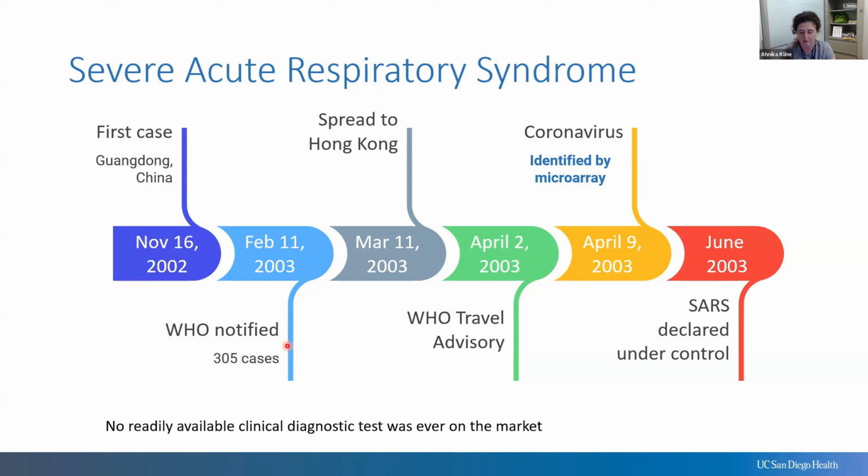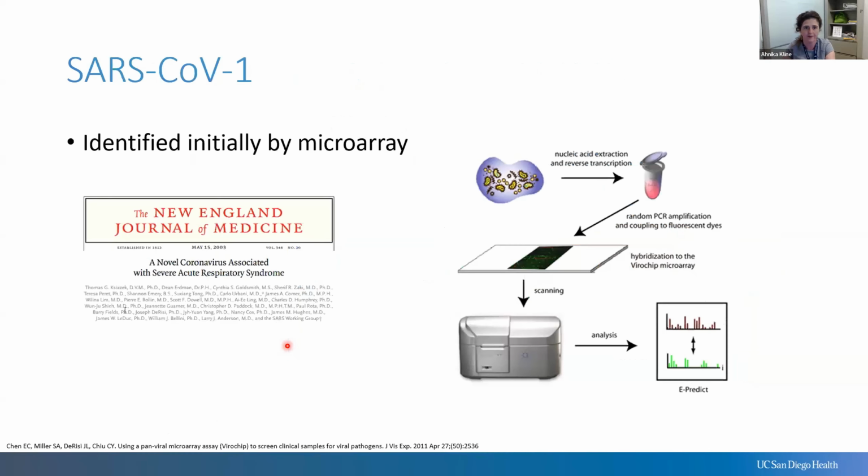And that is because probably the need to have a readily available PCR for this virus disappeared. So I'm sure one could have been developed if it had continued. As I said, the original SARS-CoV-1, as we call it now, was identified by microarray. It was published as a coronavirus officially on May 15th, 2003, but of course there was pre-publication before that, as I mentioned, in April.